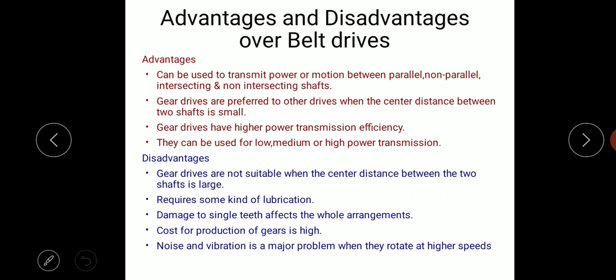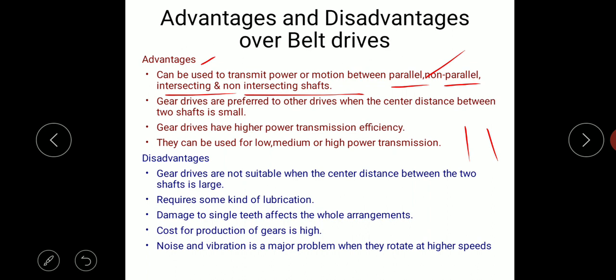So that was about different types of gears. And now let us take a look into the advantages and disadvantages of gear drives over belt drives. Advantages. The first advantage is gear drives are used to transmit power or motion between parallel, non-parallel, intersecting and non-intersecting shafts. Whereas belt drives are used to transmit power or motion between two parallel shafts. But gears are used to transmit power or motion between parallel, non-parallel, intersecting and non-intersecting shafts.